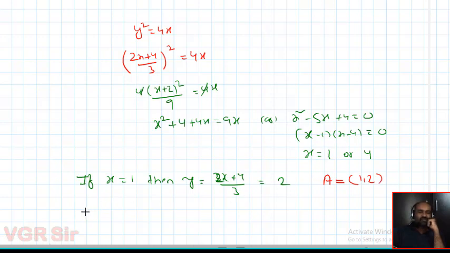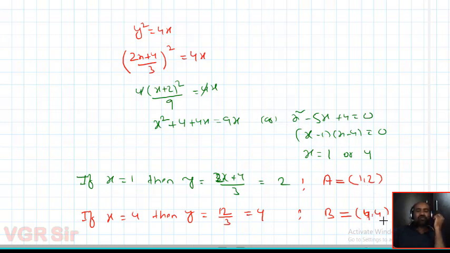If x equal to 4, then y equal to 8 plus 4, 12, 12 by 3, that is equal to 4. So directly I can conclude that the point B is nothing but 4 comma 4. So finally, A is 1 comma 2, B is 4 comma 4. This is the parabola y square equal to 4x. This is one tangent, this is another tangent. We got A equal to 1 comma 2 and B equal to 4 comma 4.